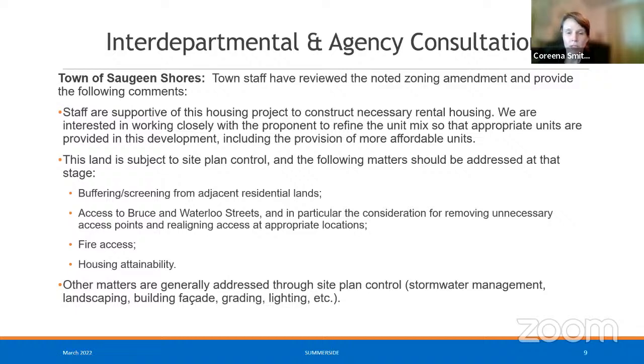And with respect to agency comments, as some of those comments were already articulated, the town would be looking to work with the applicant to diversify potentially the mix of dwelling units within the buildings themselves. They'd also be working with the applicant through the site plan approval process to address issues such as buffering, access, fire access, and housing attainability.